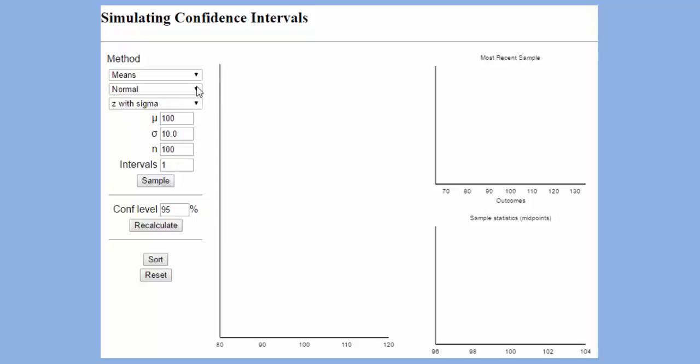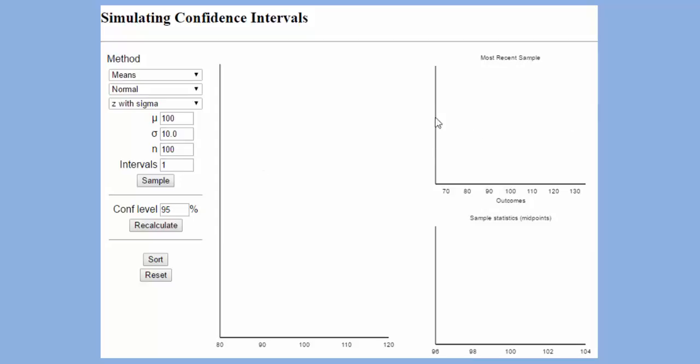Now the population, if you have a large sample size, does not have to be normal, but it turns out in their applet, if you select other population sizes, they'll use what's called the T distribution, and we'll get to that in another class period or two. So anyway, I'm setting the population mean to 100, the population standard deviation to 10, and a sample size of 100 as well. And I'm just going to select one interval.